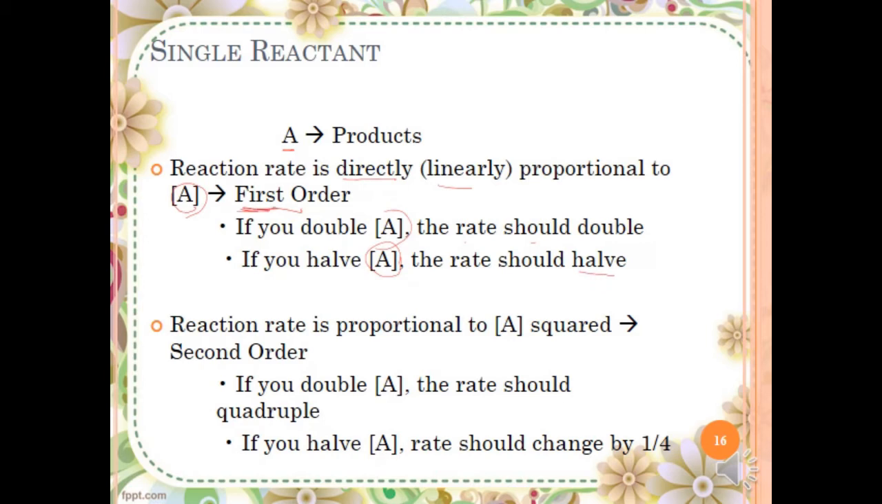Now for second order, the reaction rate is proportional to the square of the concentration of reactant A. So if you double the concentration of reactant A, the rate should quadruple. Remember, 2 to the power of 2. So if you halve the concentration of reactant A, the rate should change by a quarter.